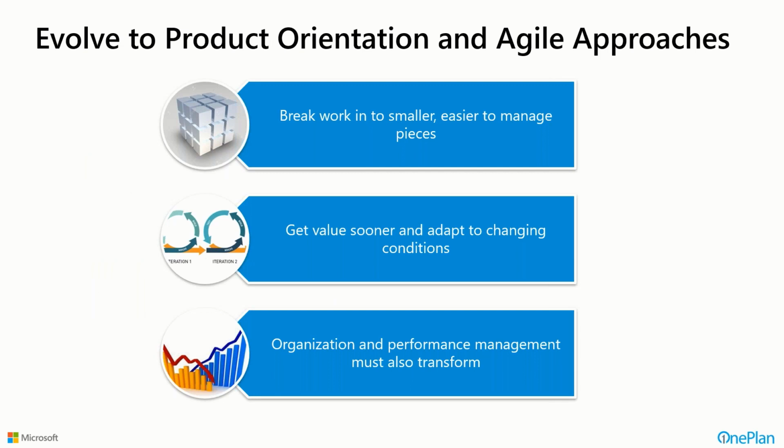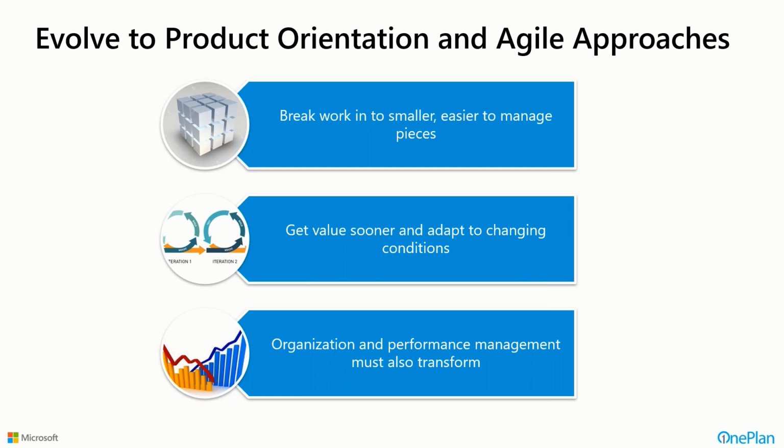So organizations more and more are evolving to a product orientation and more agile approaches. And they're doing this by breaking work into smaller pieces and chunks that are easier to manage and deliver more quickly. And we're taking more iterative approaches so that we can get the value to the customer sooner. And not only that, as things change as quickly as they do today, if we deliver smaller and more iteratively, if things change in front of us, we can then adapt and pivot as we need to meet the needs in the correct way and not miss the mark and deliver the wrong things to our customers.